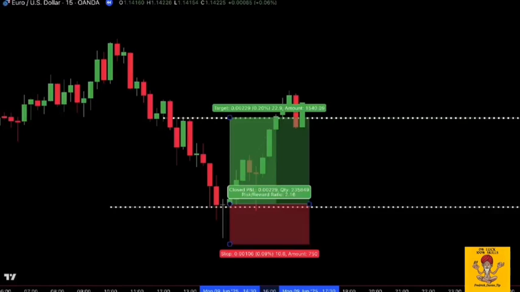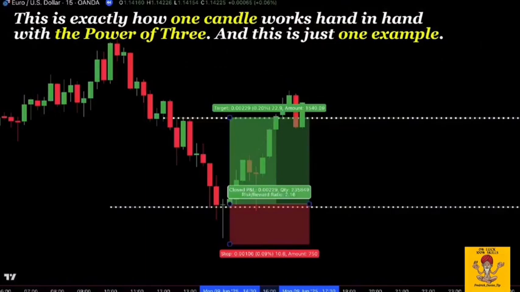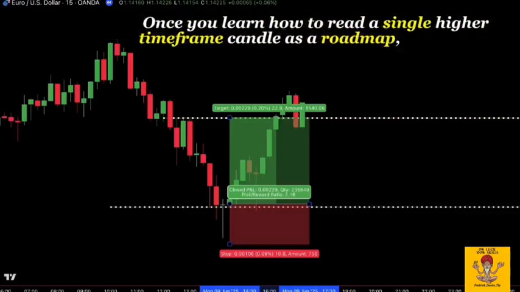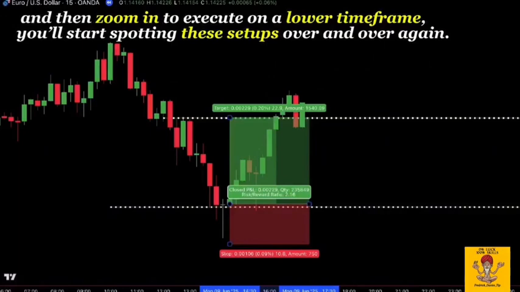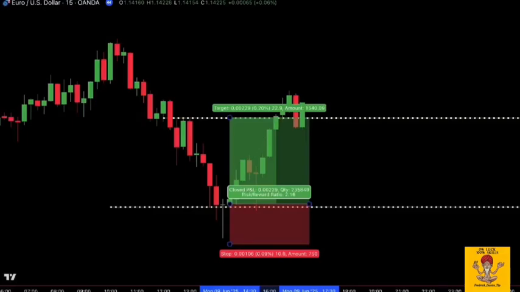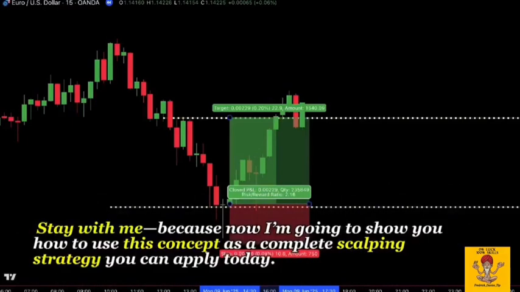Clean setup, no confusion, no indicators, just pure price action with smart money logic. This is exactly how one candle works hand in hand with the power of three. And this is just one example. Once you learn how to read a single higher timeframe candle as a roadmap, and then zoom in to execute on a lower timeframe, you'll start spotting these setups over and over again. Now that you understand the foundation, stay with me, because I'm about to show you exactly how to trade this step by step using a high probability scalping strategy.